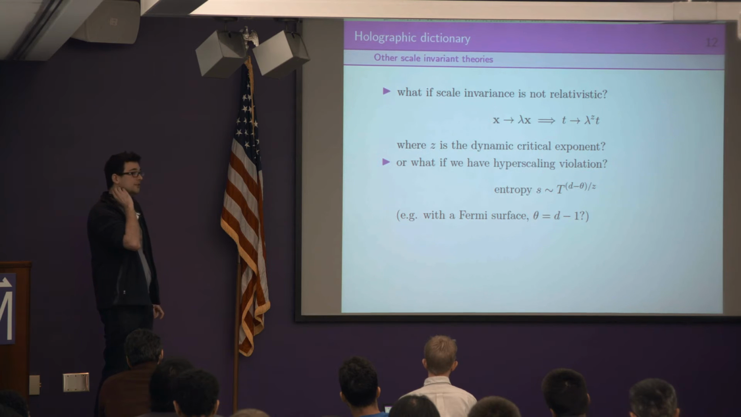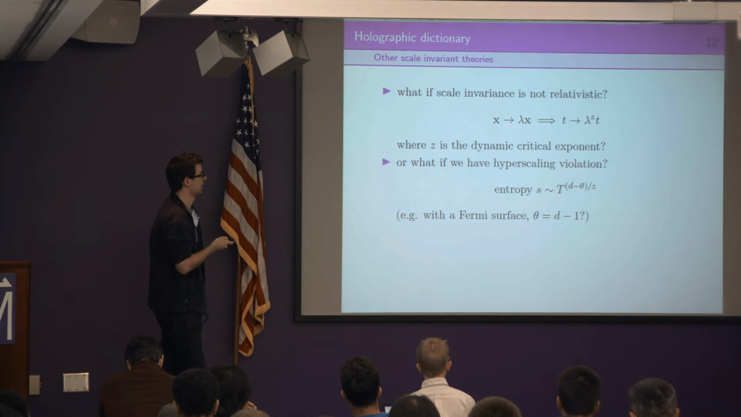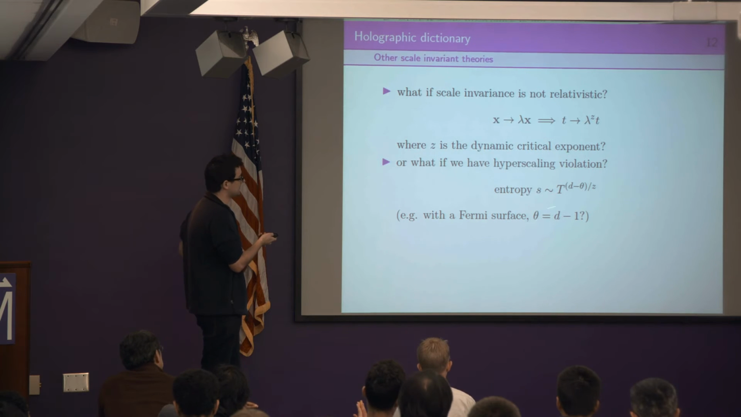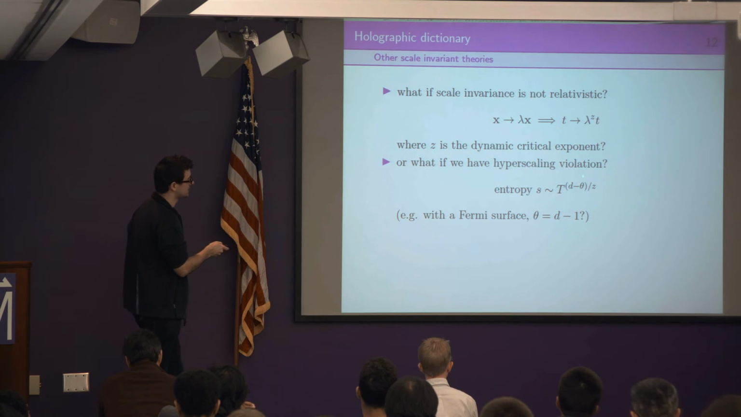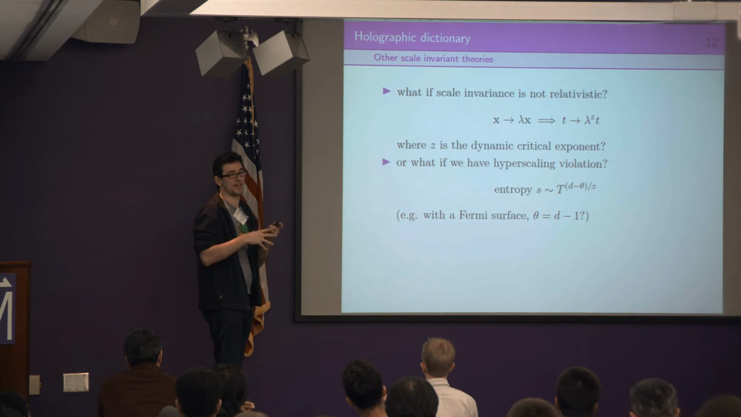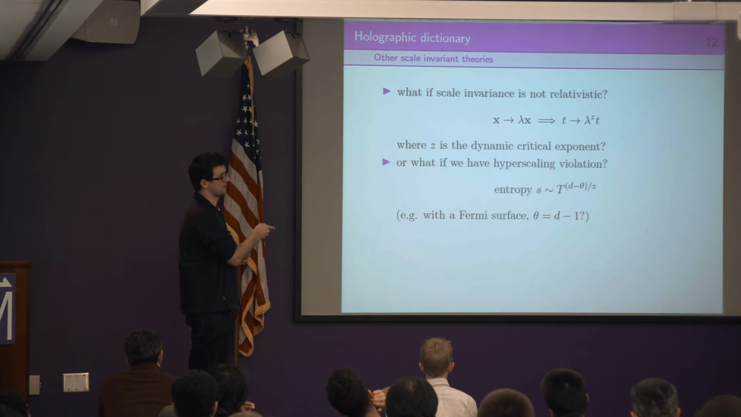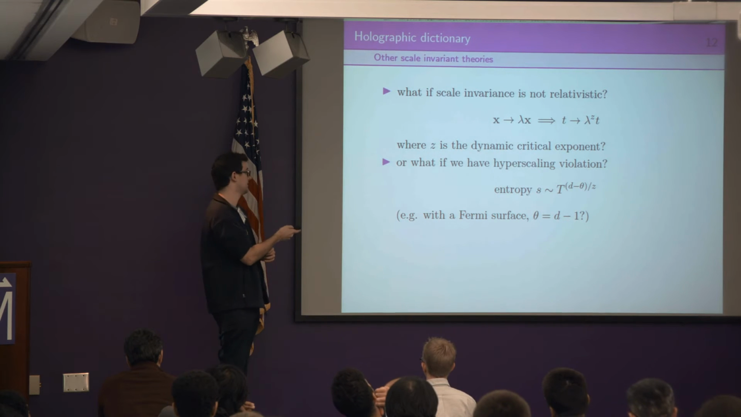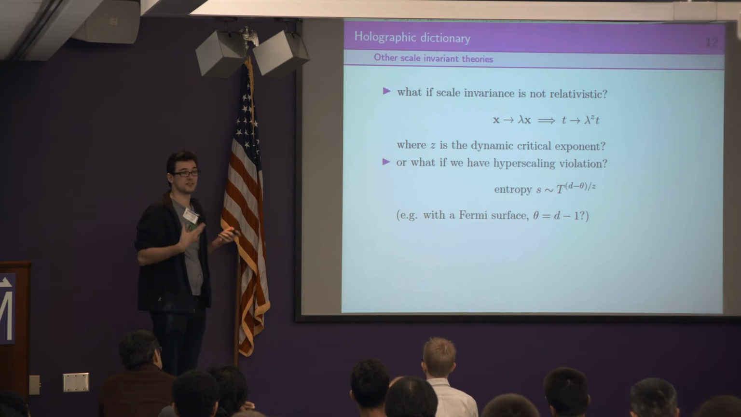Another common feature that you can have in condensed matter systems is what's called hyperscaling violation. I'll just define this as the statement that at low temperatures, the entropy density S of your system does not scale as T to the d over z. T to the d over z is what you'd expect if you basically had a gas of photons with dispersion relation epsilon is k to the z. Okay? This theta denotes violations from that sort of simplistic scaling.